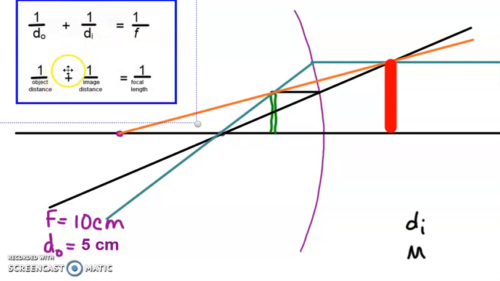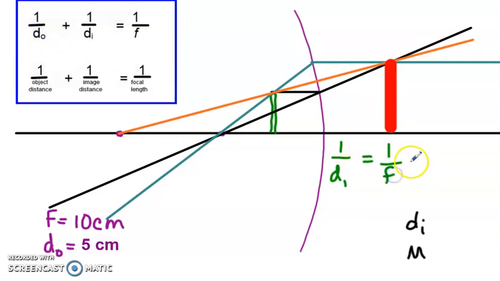So let's manipulate this so that we can solve this one. So I'm going to draw that down here. So I've got... okay. So what we have to do is subtract this one from both sides. So this is going to equal 1 over the focal length minus 1 over the distance of the object.